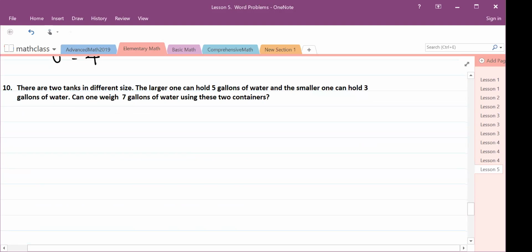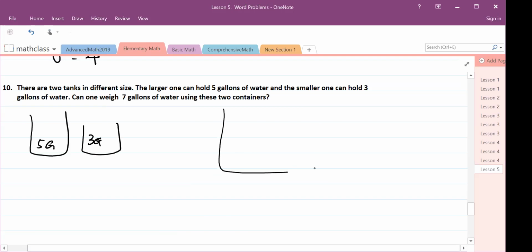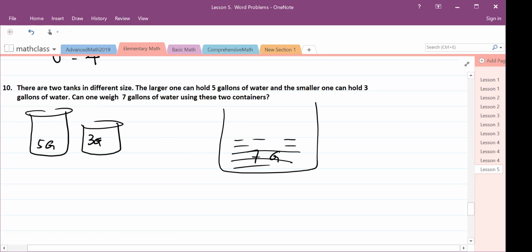All right, so this is a story problem again. We're trying to figure it out: there are two tanks of different size. The larger one can hold 5 gallons of water. The smaller one can hold 3 gallons of water. So you want to use these two containers to measure 7 gallons of water into a larger container. Can you do that? And how to do that?